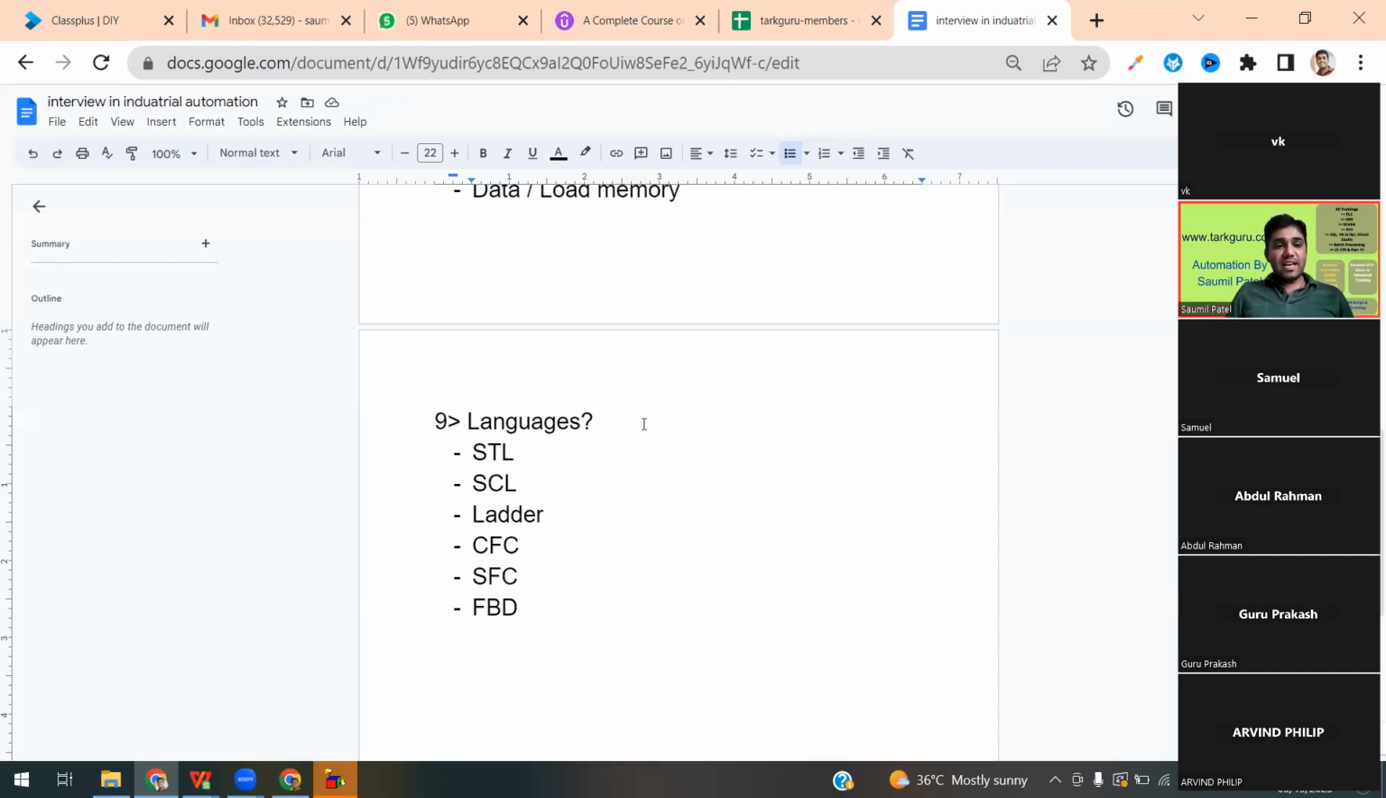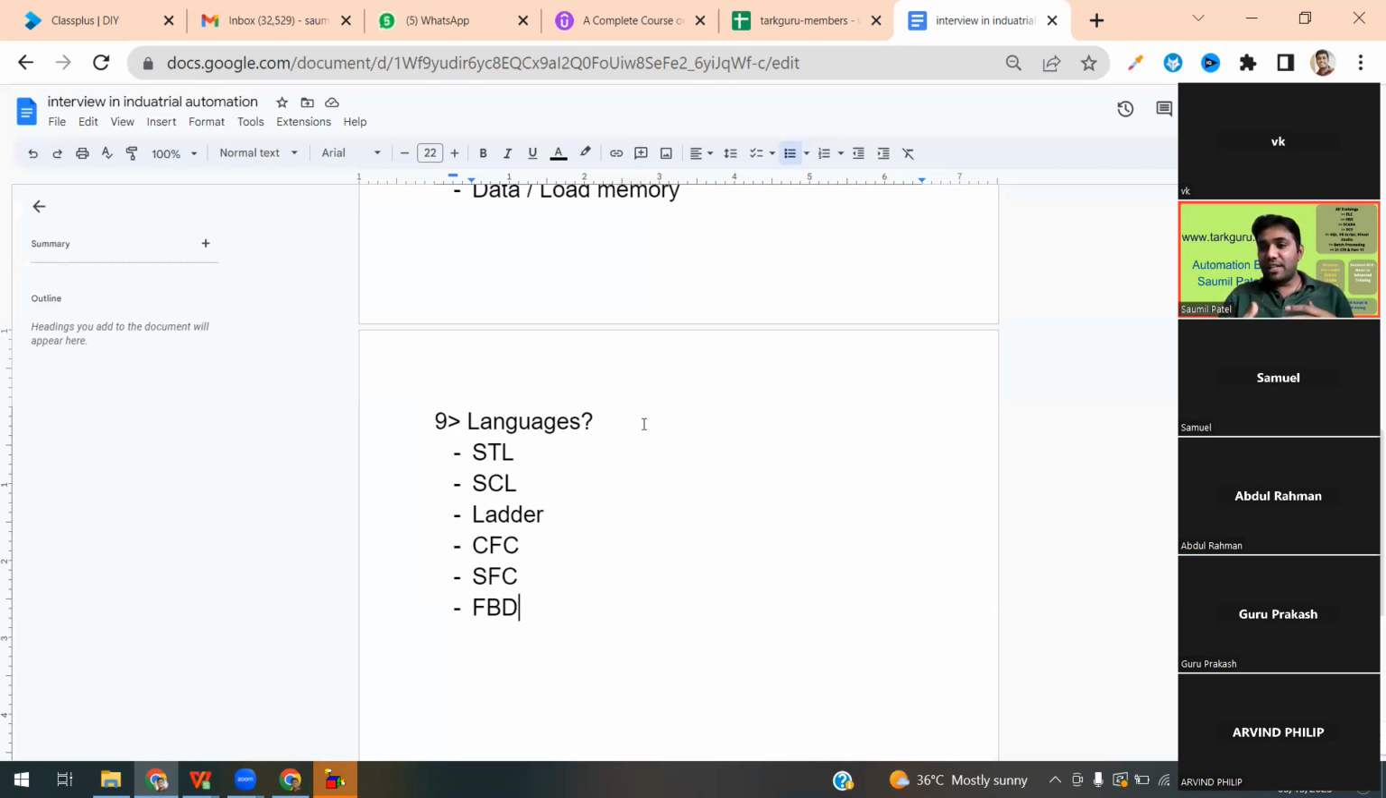Gulam Rasul says the interviewer asked to explain the mandatory function blocks used in the Siemens software TIA Portal or Step 7. Mandatory function blocks, can you explain? By which meaning are you putting this question? Mandatory function blocks is not like this. The interviewer might ask you this way: what kind of blocks are available inside the Siemens TIA Portal or Step 7? So you can explain it this way.